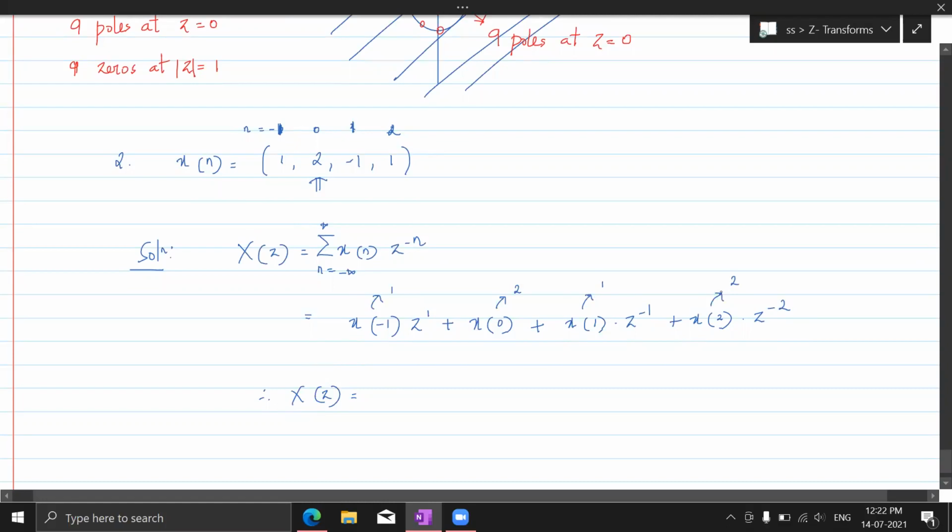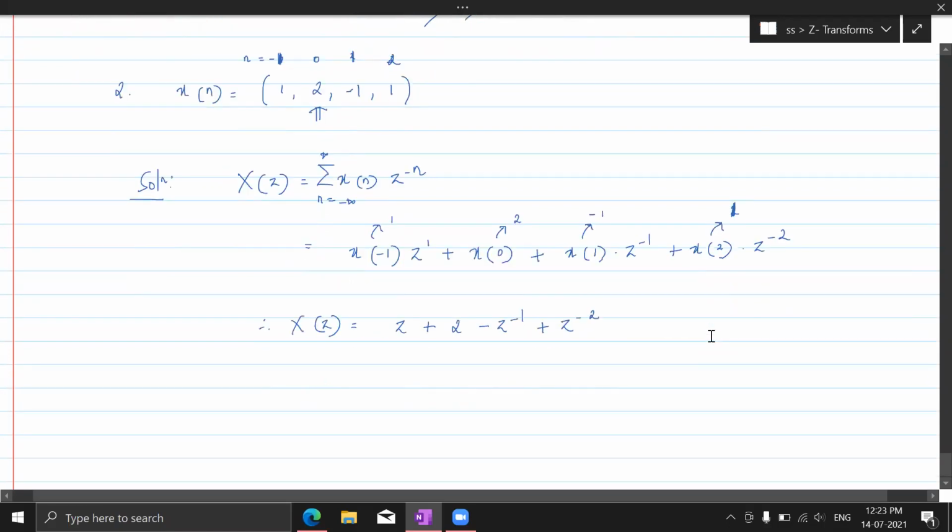Sorry, x of 1 is minus 1, right? Yeah, x of 1 is minus 1. This is x of minus 1, x of 0, x of 1, and x of 2. Fine, that's why it can be written as z plus 2 minus z inverse plus z to the power minus 2, because this again is 1. So this is what we get as our z transform of x of n.